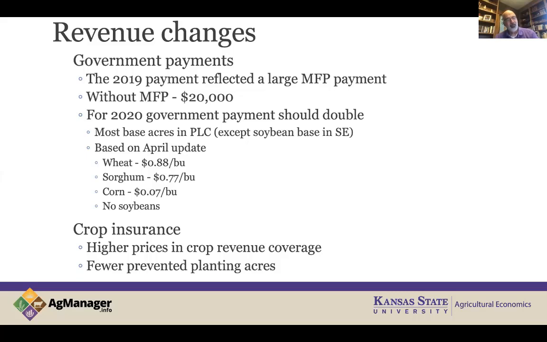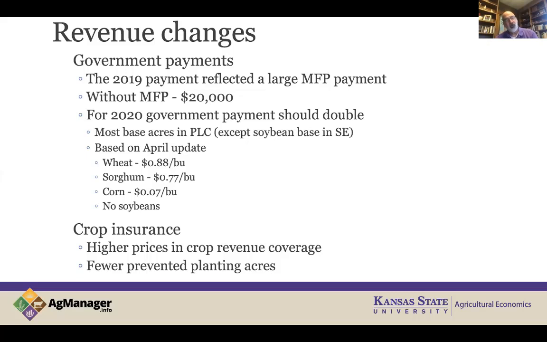Looking at the crop insurance side, this one's a little bit tricky to figure out because most farmers in the state use crop revenue coverage at, according to what Dan tells me, about 75% rates. And the prices that go into those contracts were set really before we started to see the big decline in grain prices. So when those first came out, we were saying, well, these prices look pretty low for a crop insurance product. Now they're actually looking pretty good. So that would lead me to think that we might have higher crop insurance payments this coming year.